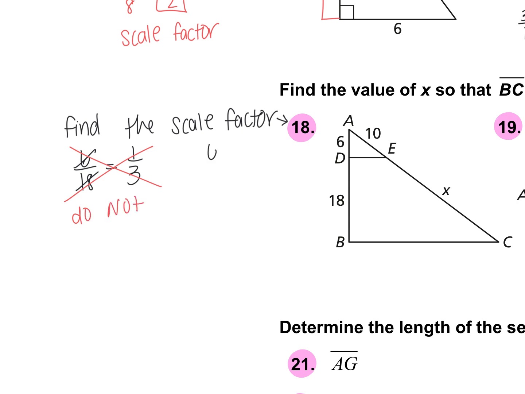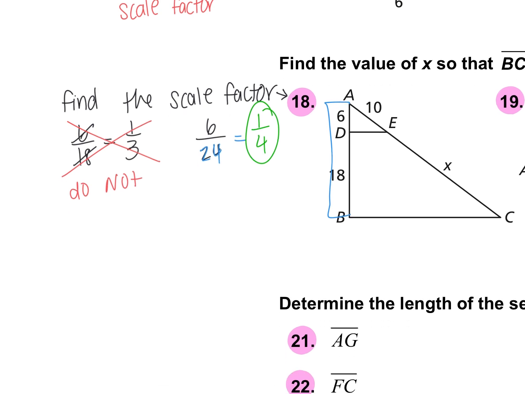So it's going to be 6 over 24. You are adding these two to get your 24. And what does that simplify to? Good. My scale factor would be 1 over 4. Please understand that.